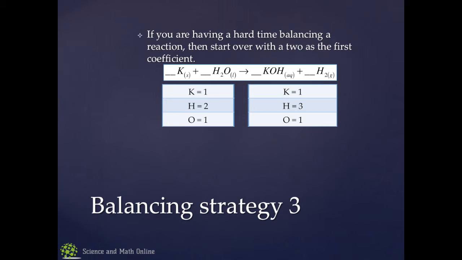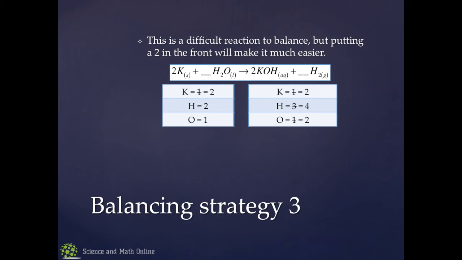Because if you try to balance this one, it's difficult because hydrogen shows up in 2 places. The oxygens are already in balance. Really, the hydrogens are the only thing that are out of balance, but they're really hard to balance because they show up in so many different places. So we need to do something different.